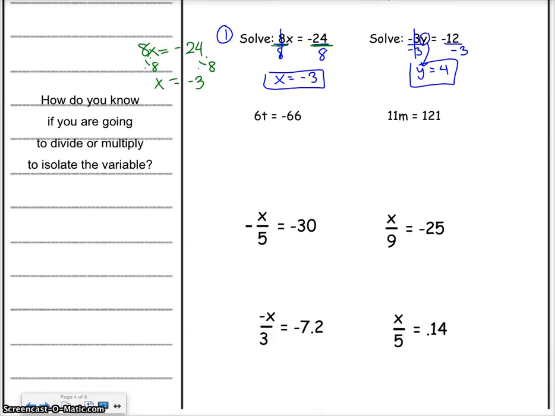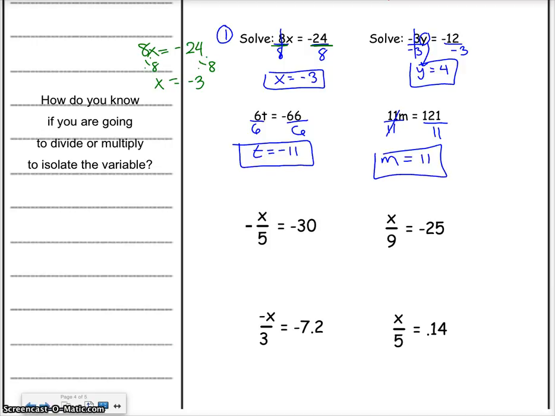Okay, next one. 6 times t is negative 66. The inverse of times is to divide. So I'm going to maintain equality and balance and do it to both sides. And you get t equals negative 11. Okay? And our next one says 11 times m is 121. The inverse of times is to divide. Maintain balance and do it to both sides. The 11 cancels and you get m equals 121 divided by 11, which is 11.